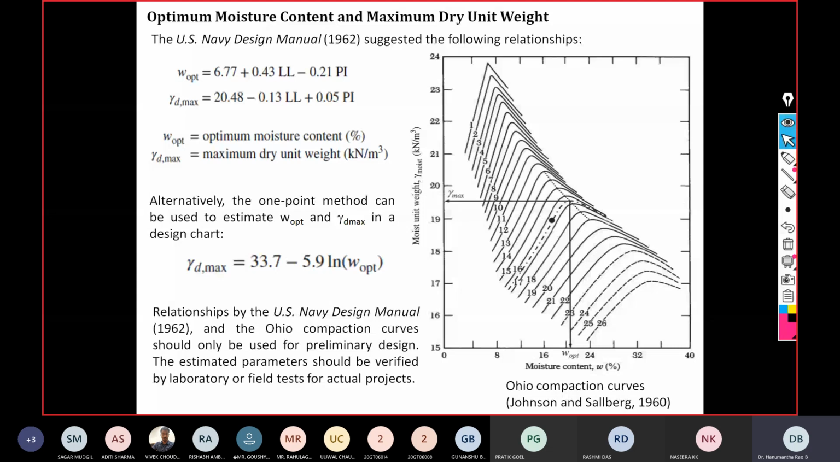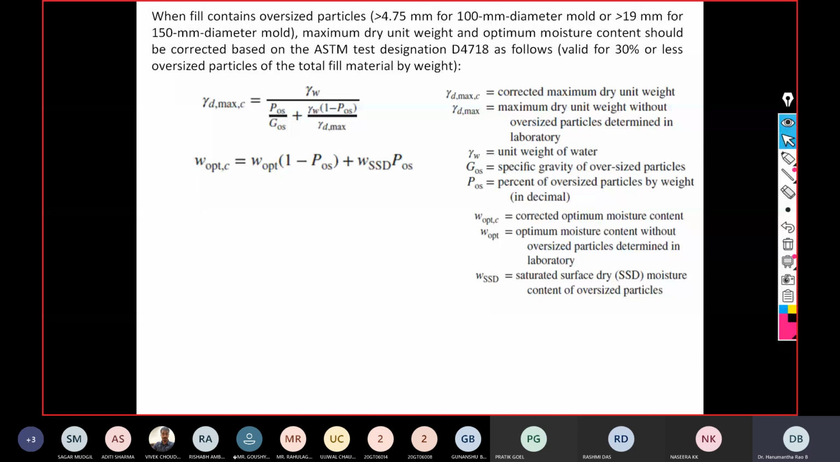So these are called fills. When a fill contains oversized particles, here oversized means a particle size greater than 4.75 millimeter, that too when you are taking a 100 millimeter diameter mold, or 19 millimeter when you are taking a 150 millimeter diameter mold. In this case, a correction has to be applied to W opt, as you can see here. So this is the equation. Using this equation, you can correct a W opt value.